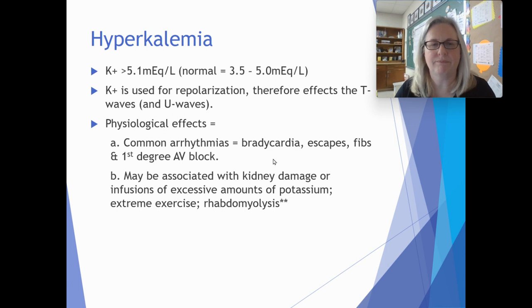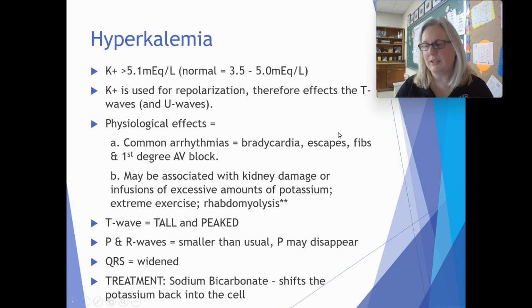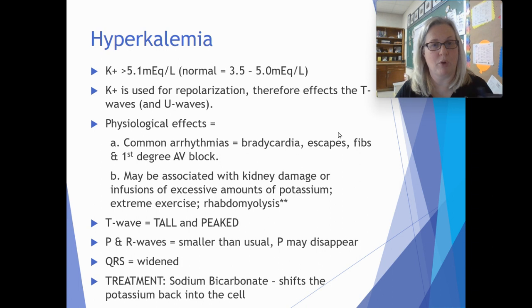It was crazy. So the T waves will look tall and peaked. The P and R waves are going to be smaller. The P may even disappear. QRS might be a little bit wider. So how do we treat this? We give them sodium bicarb. It shifts the potassium back where it's supposed to go and kind of dumps some of the potassium out for us. We just neutralize it with sodium bicarb.